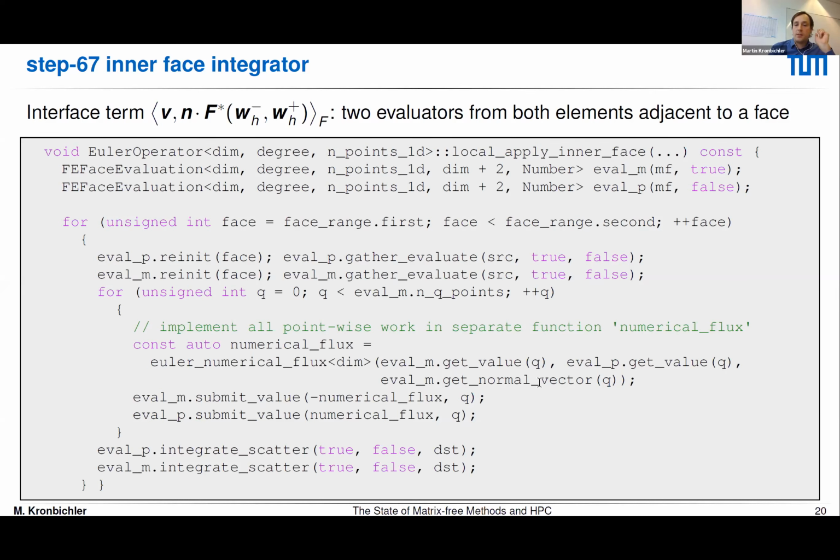It also gives me the normal vector, because I need that for the flux evaluation. And then from that, I can compute whatever I need to do. And then this is all. Then I can test it with a test function and send it to the destination. Okay, so that's my program here.